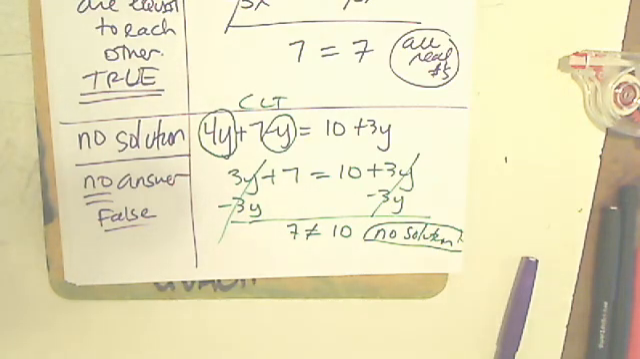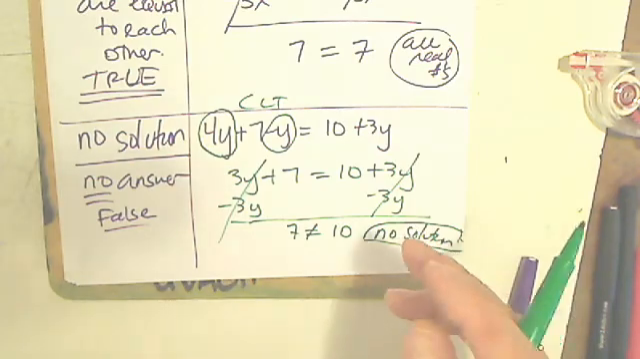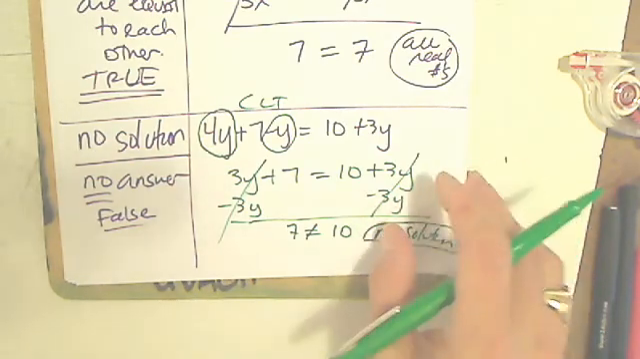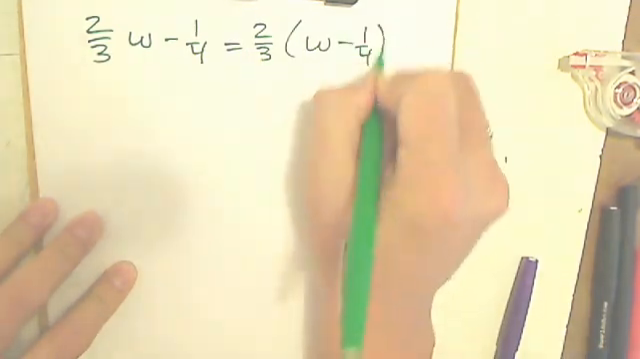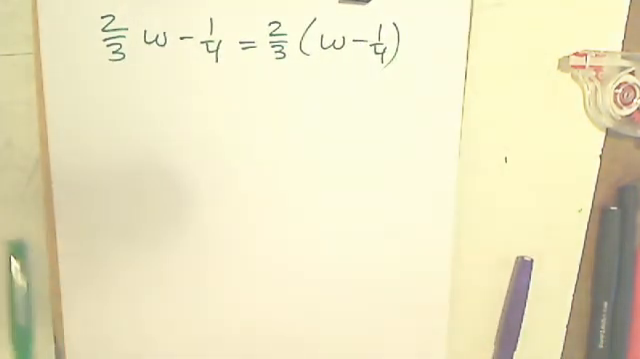Shall we do another one like that, or go on to a fraction one? Okay. Ooh, let's do this fun fraction one. Let's do a fun fraction one first, and I'll make it more difficult. 2/3 w minus 1/4 equals 2/3 times w minus 1/4.